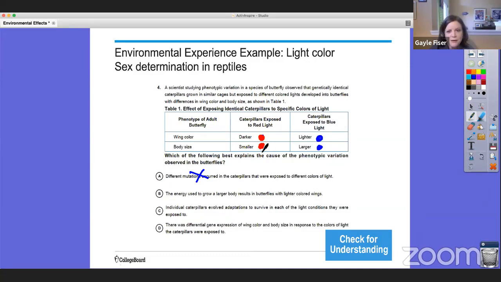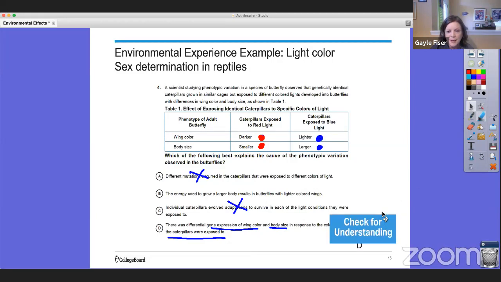Okay, that would be in a previous generation. The energy used to grow a larger body results in butterflies with lighter colored wings. No. Individual caterpillars evolved adaptations. Now this sounds too Lamarckian. There were different gene expression of wing color and body size in response to the colors of light the caterpillars were exposed to. There we go with gene expression, okay? And yes, we have D.